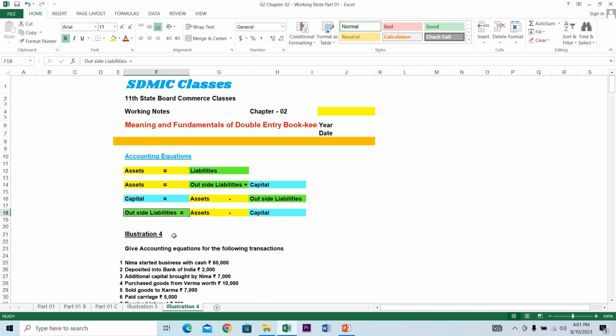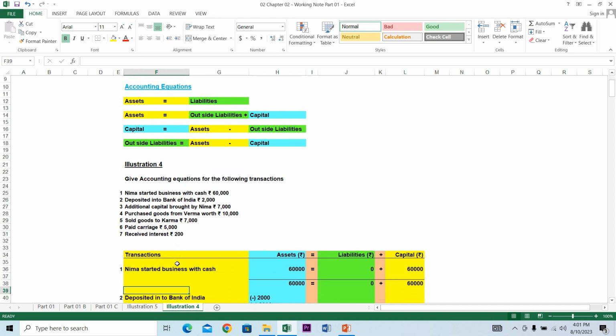Let us see illustration 4. Give accounting equations for the following transactions. Okay, accounting equations for the following transactions. जो भी transaction accounting equations के मुताबिक अपने को करना है. Okay, let us see.